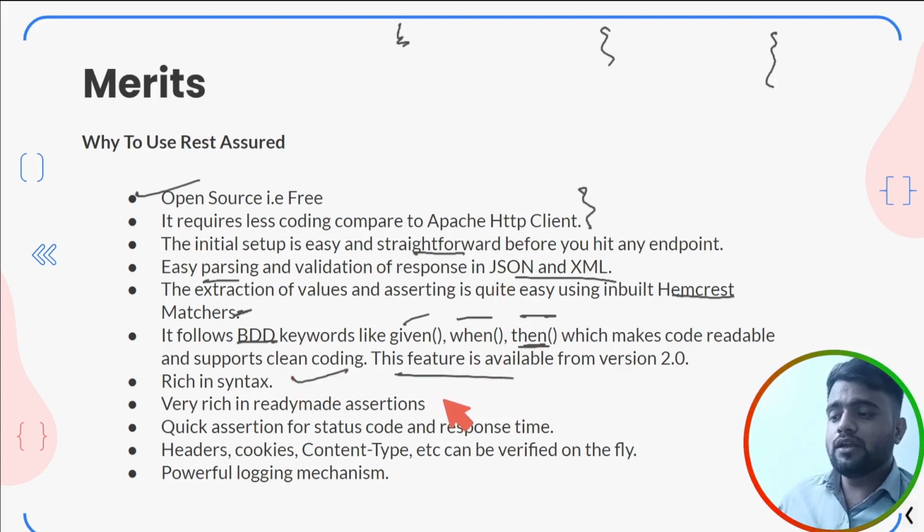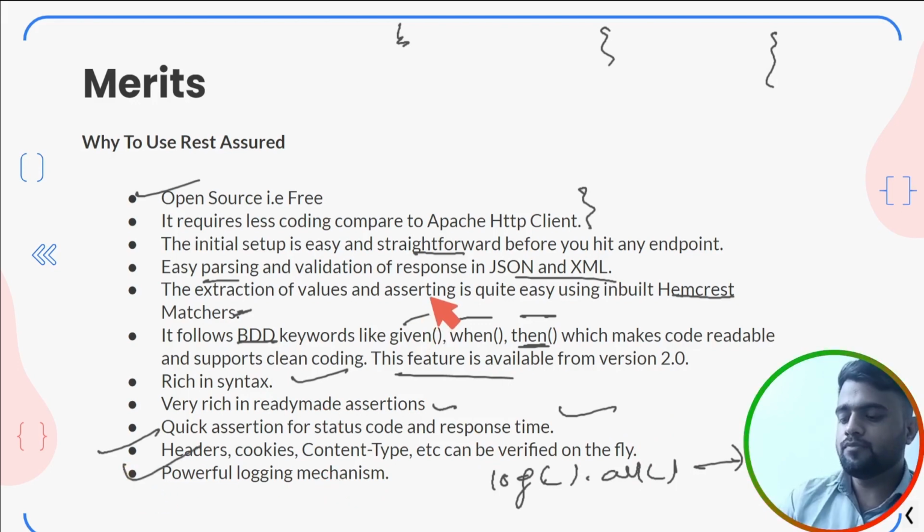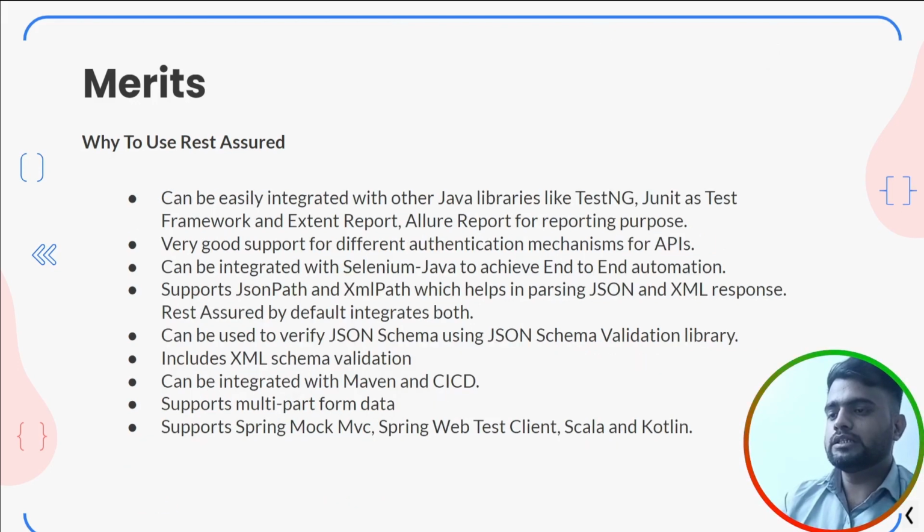Rich in syntax, very rich in ready-made assertions. We have a lot of assertions, and quick assertion for status code as well as response time. Headers and content type can be verified easily. There is a powerful logging mechanism. If you log directly, log dot all, you will get everything coming inside the API endpoints. You can log it easily. So, powerful logging mechanism. I will clear this, and I will move to the next slide.